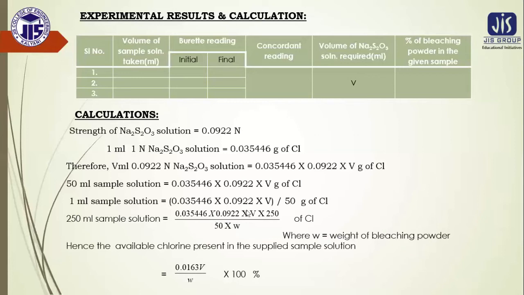Okay. Now if we know that value, then the available chlorine present in the supplied sample is calculated in this manner: 0.0163 into V, where V is coming from there, divided by W, the weight of bleaching powder, into 100%. By that method we can easily find out the percentage of available chlorine in the given bleaching powder sample. Okay. So this is the calculation part, and this is all about the experiment, that is available chlorine in the sample of bleaching powder. I think everybody understood that, and all of you enjoyed the lab video.